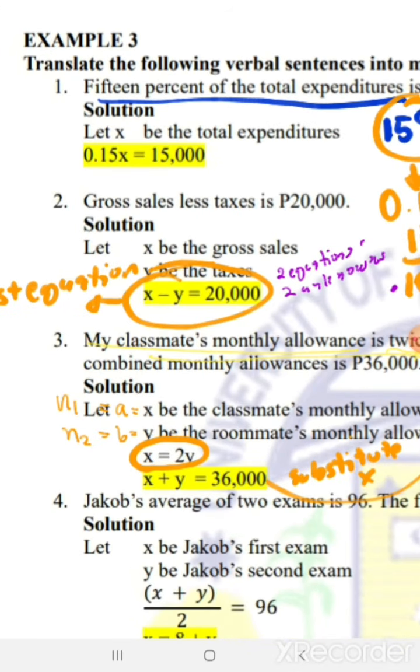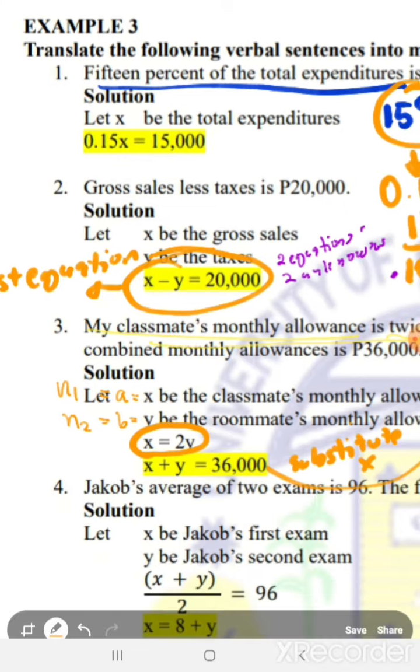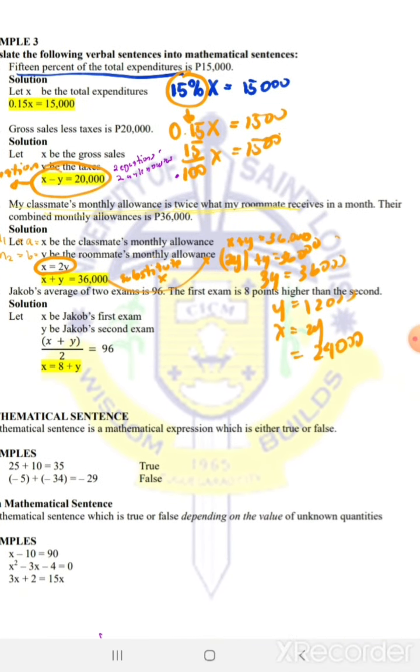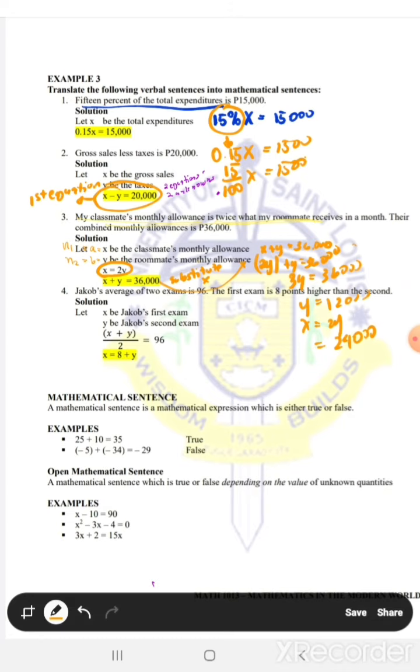Unlike your second example, where there is no other mathematical sentence that would define or connect either one of the variables. Okay? In this third example, there are two equations that connect each other. They connect your X and Y, and they connect the sum of your X plus Y. Right? So, next, your example number 4.